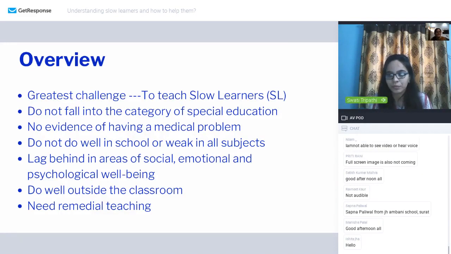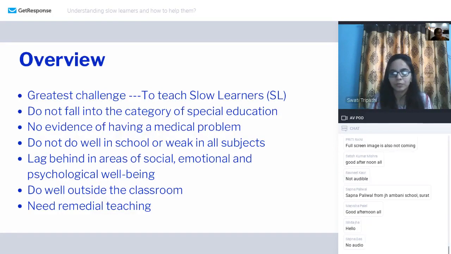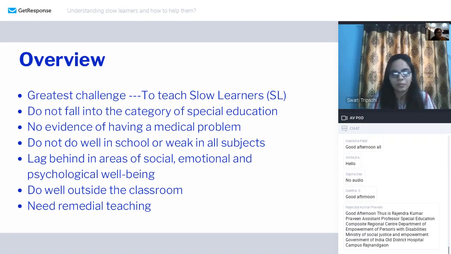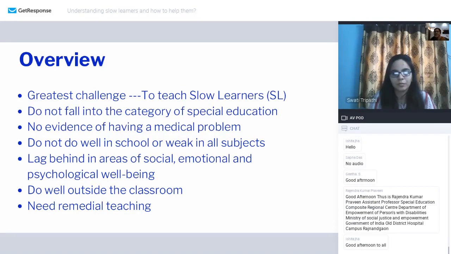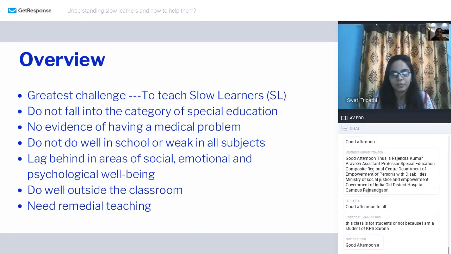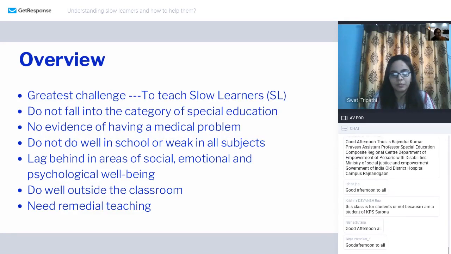Today we shall understand about slow learners and how to help them. But before that, I would like you to understand that if a child who is constantly failing in subjects or repeating the class or is weak in all the subjects or is a dropout, then do we consider that child as a slow learner? No, we don't do that. Why? Because young learners differ from each other physically, socially, emotionally, and also academically.